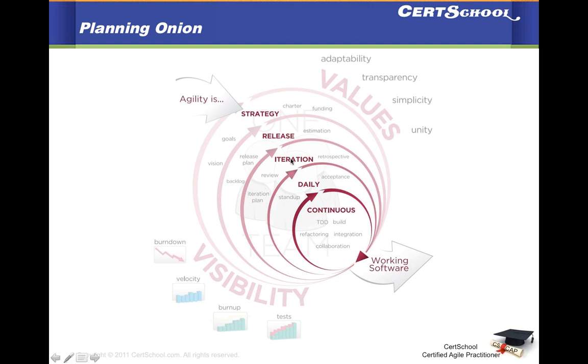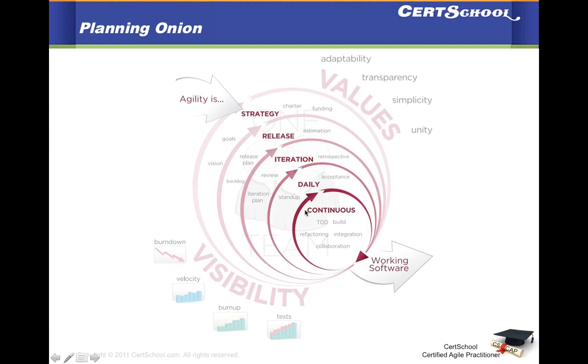Beneath the iteration layer, you have a daily layer. At the daily level, you're doing stand-ups, you're reviewing stories. If you're reviewing stories, you're reviewing them against the acceptance criteria or the acceptance tests or the success criteria. So that whole planning is also done at the daily level.